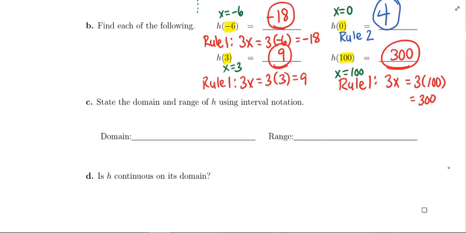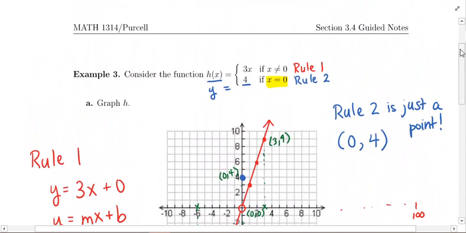So the domain and range might be a little tricky here. Let's start with domain. We need to track our x values. Because this is in pieces, it might be in your best interest to make a number line. So let me draw a number line for domain. We're going to track the x values for domain.